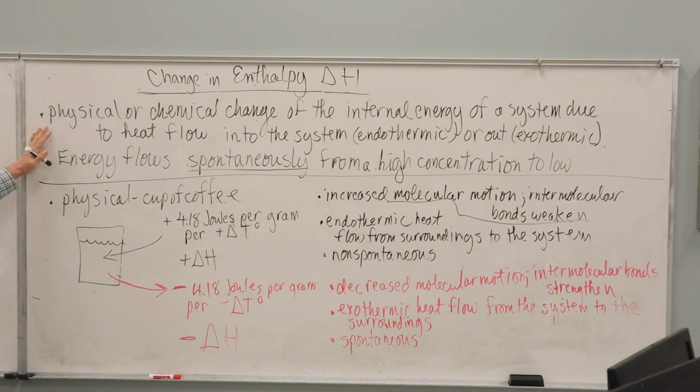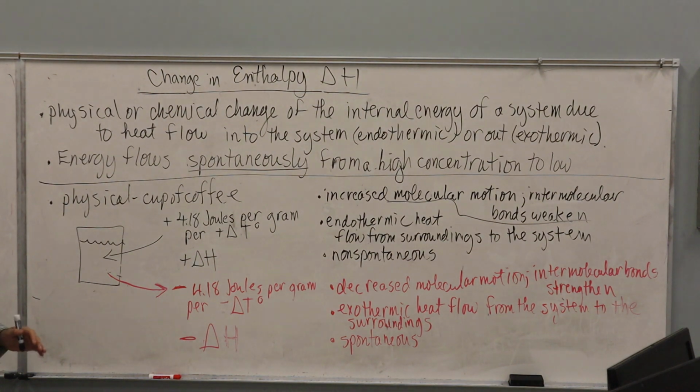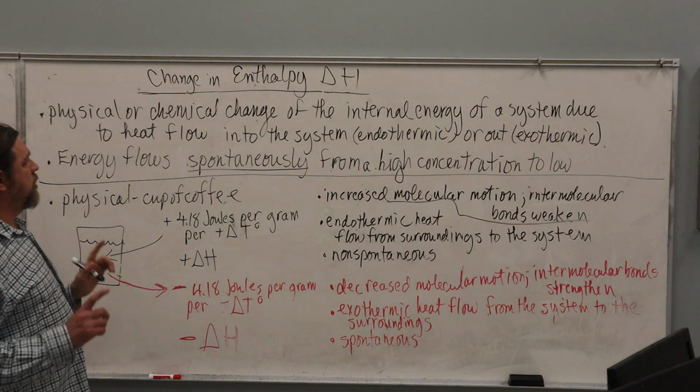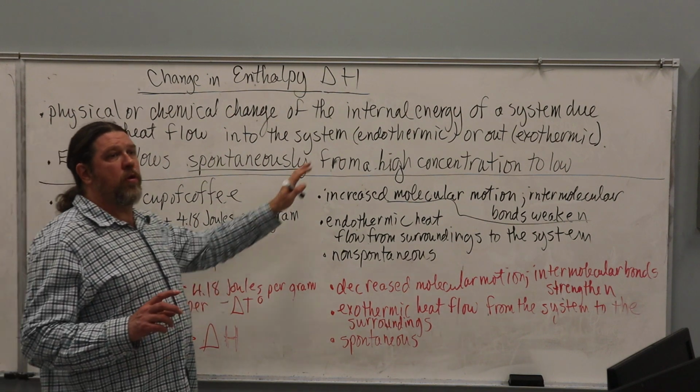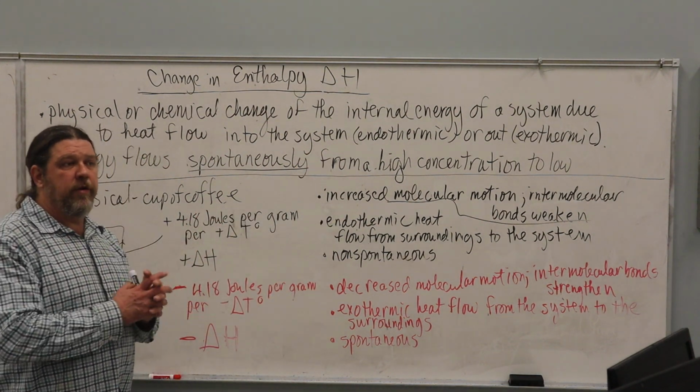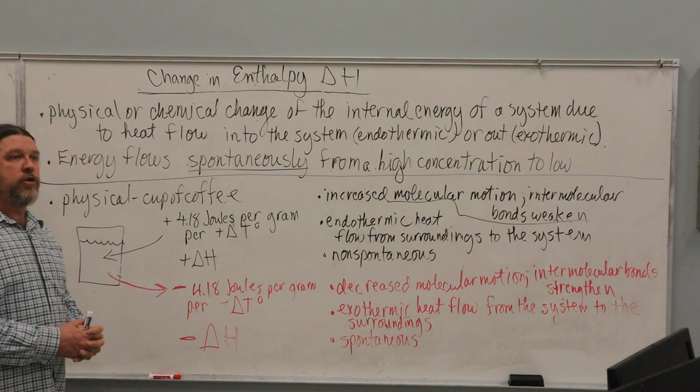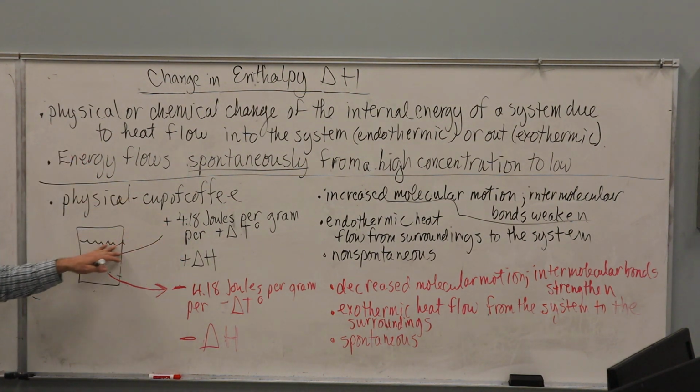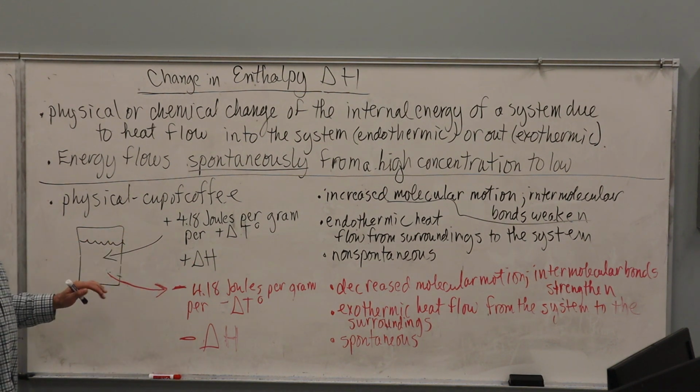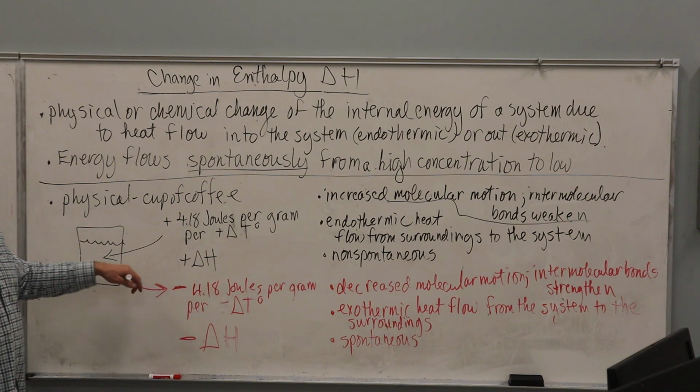But basically, to wrap things up on what the change in enthalpy is, it is the physical or chemical change of the internal energy of all those molecules in a system due to an endothermic heat flow into the system, into the cup of coffee, or exothermic out of the system, out of the cup of coffee to the surroundings. Going in would be a positive change in enthalpy at this rate per mass unit per degree Celsius. This would be the same amount being lost in a negative change in enthalpy.